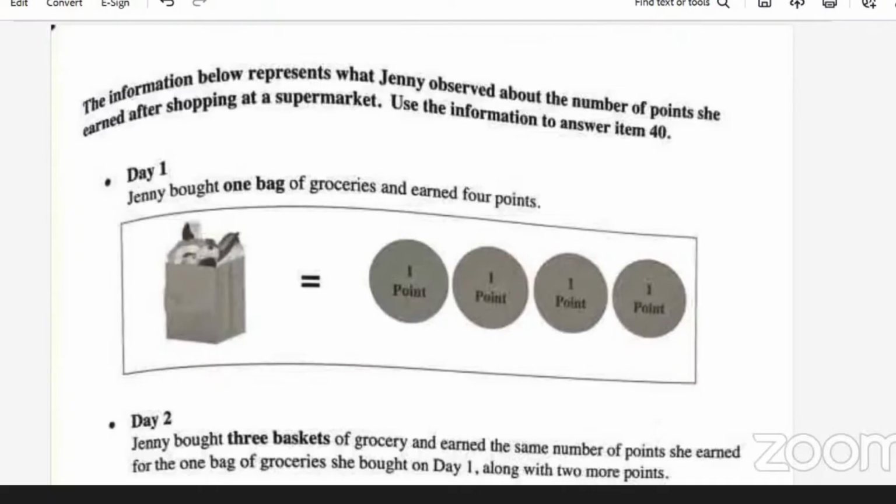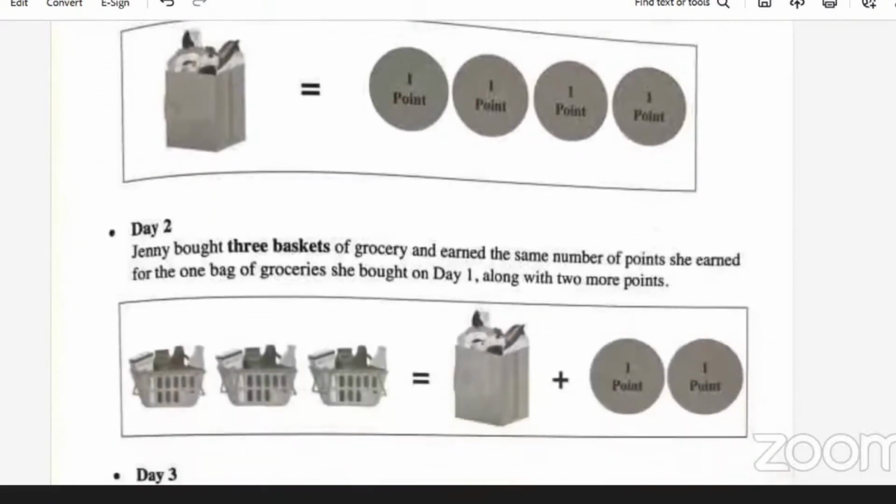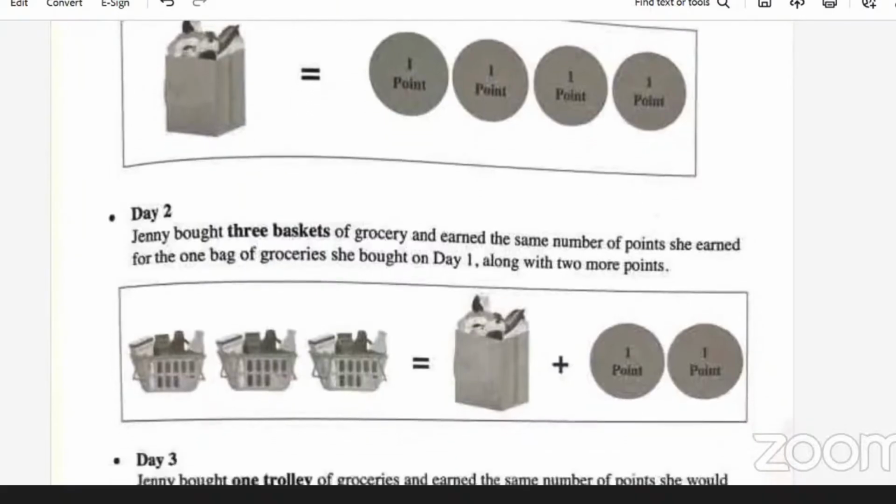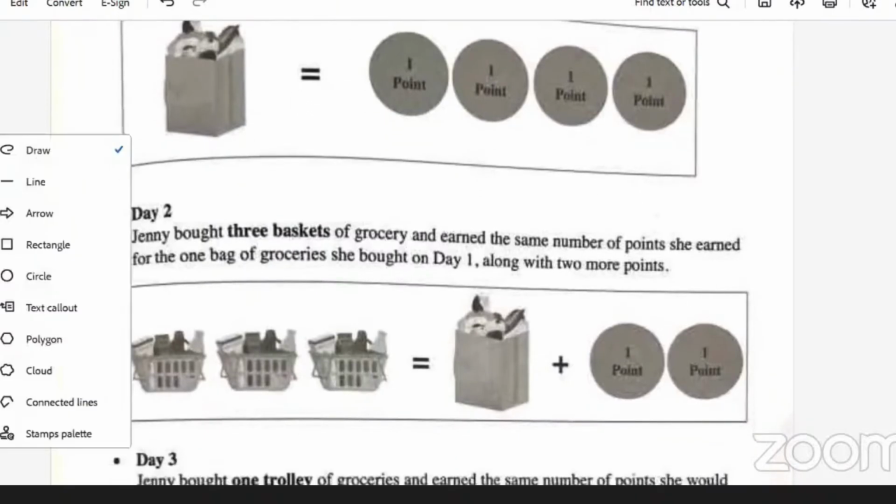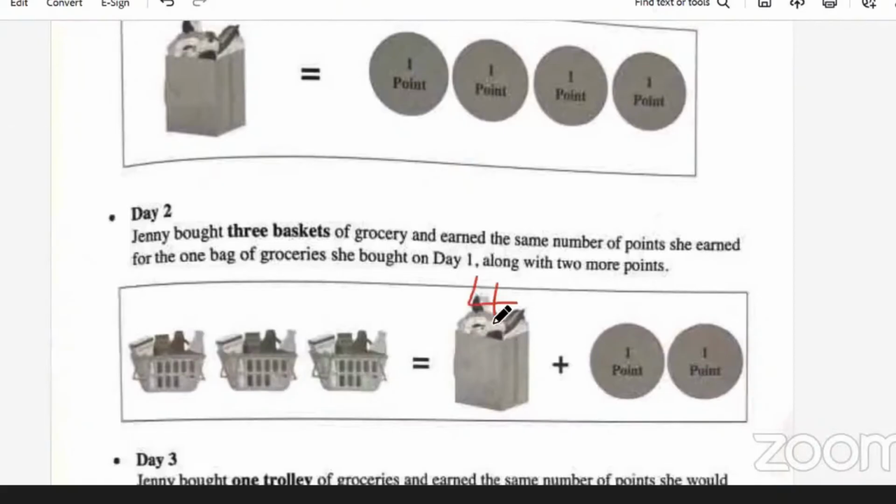Day 1, Jenny bought 1 bag of groceries and earned 4 points. So for 1 bag of groceries, she earned 4 points. On day 2, she bought 3 baskets of groceries and earned the same number of points she earned from the 1 bag of groceries, along with 2 more points. So remember, for the bag of groceries, she had earned 4 points. So this is 4. And then, of course, with the 2, so that's a total of 6 points.